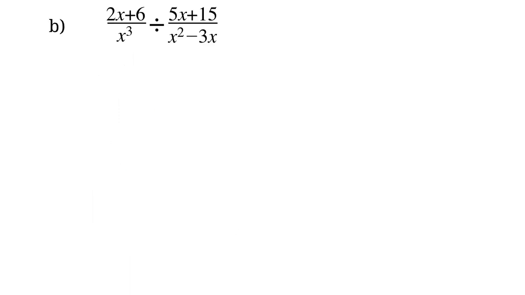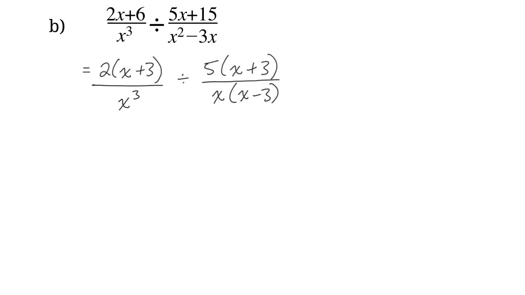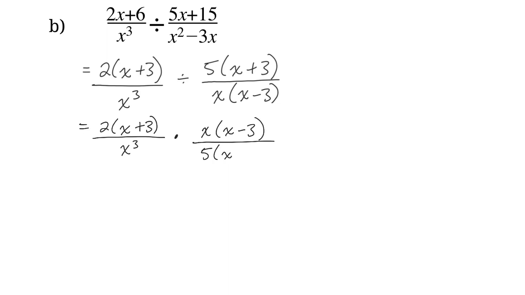So here's our next example, and it does look like this needs to be factored. So go ahead and factor this and come back to the video. So here are our expressions in factored form. Since we are dividing, we're keeping our first rational expression the same, and then we need to multiply by the reciprocal. So this x times x minus 3 moves to the numerator, and 5 times x plus 5 is now in the denominator. Now we need to do that multiplication.